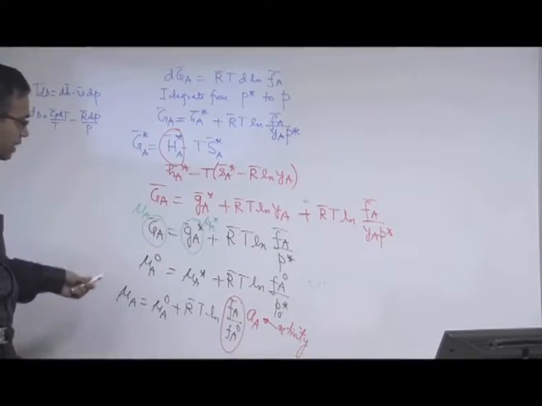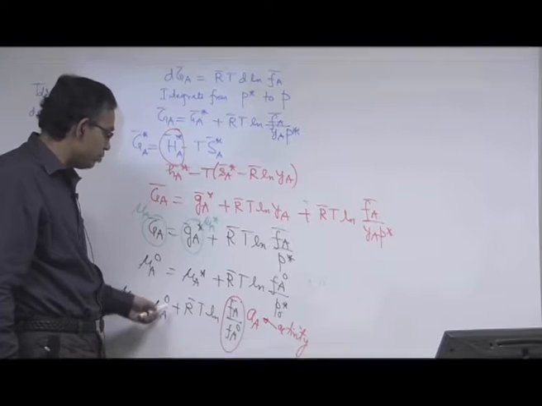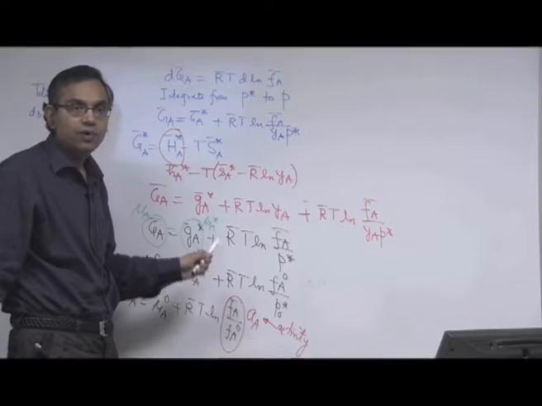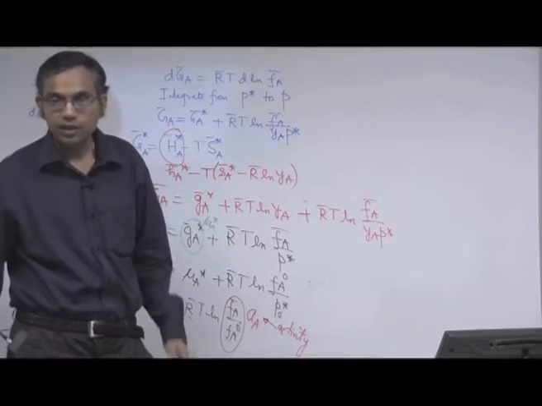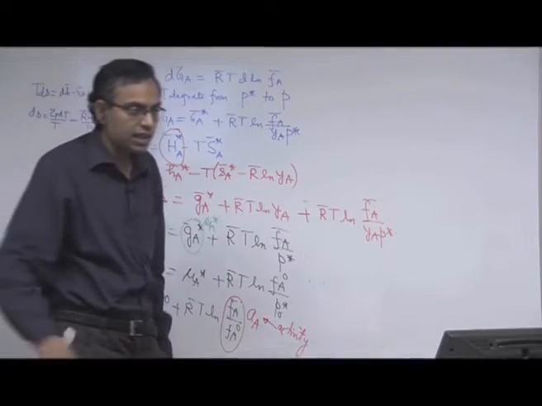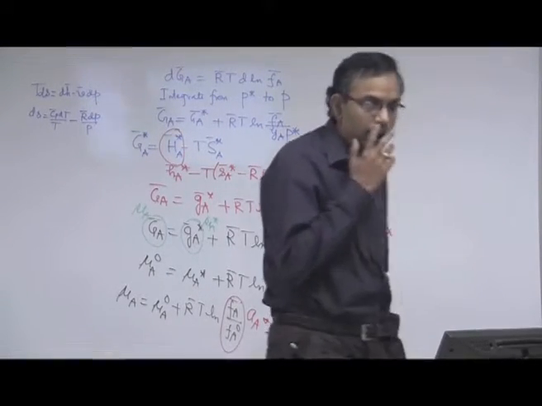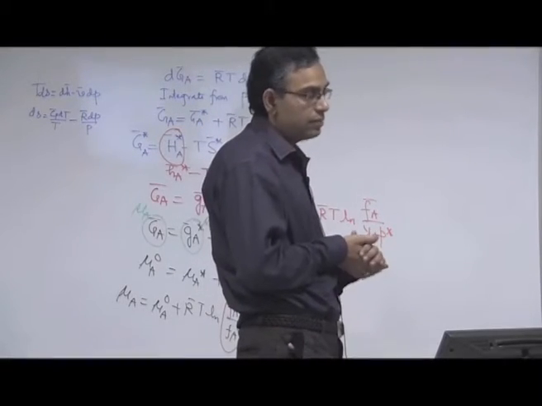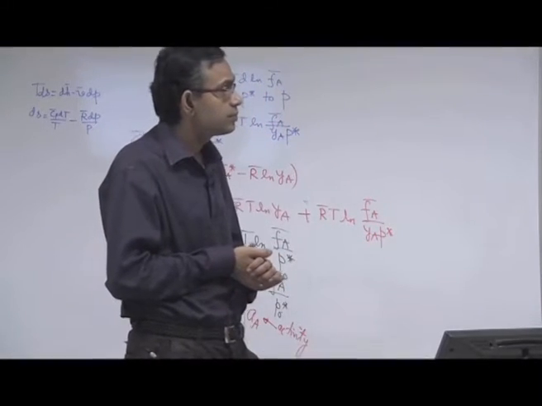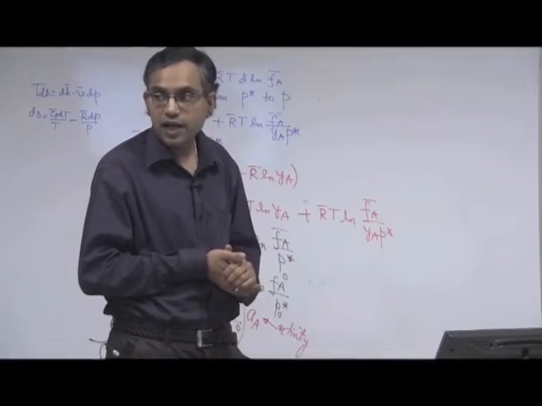So the summary of this finding is that for an ideal solution you can write mu A is equal to mu A0 plus RT ln YA for an ideal solution at standard state. Okay. So we will summarize this discussion through the slides and then we will proceed further. We will refer to the slides.